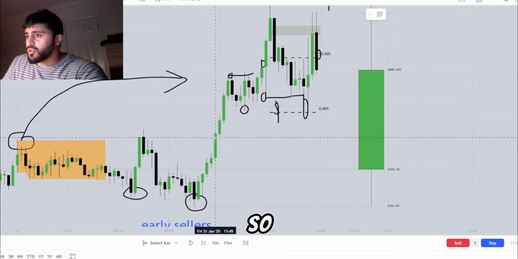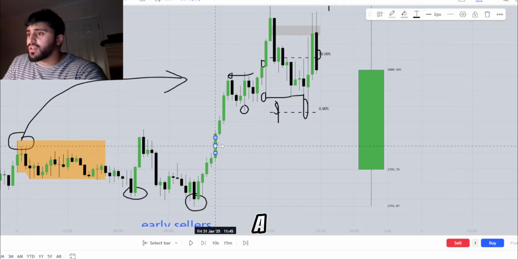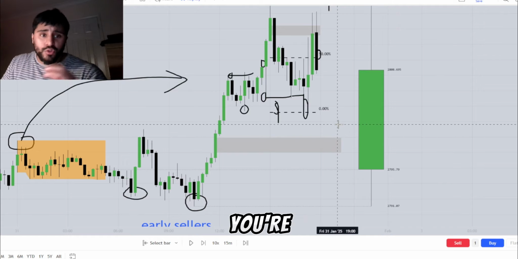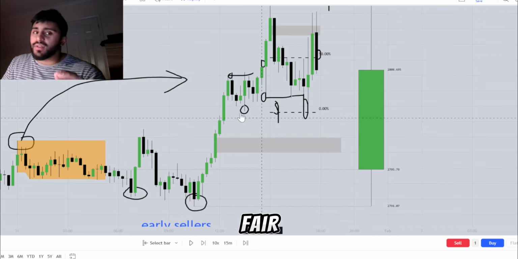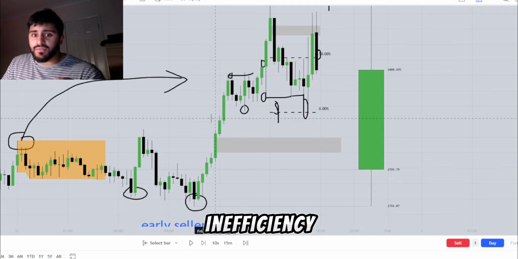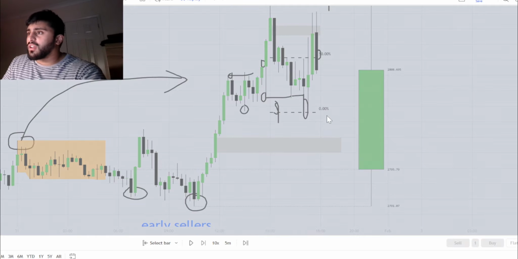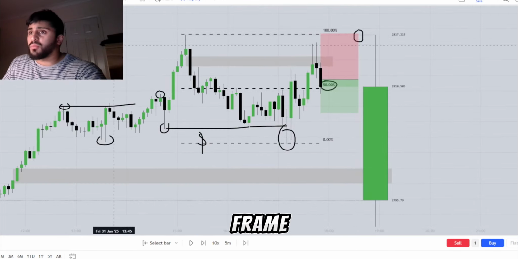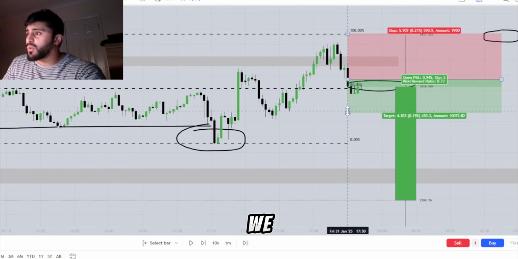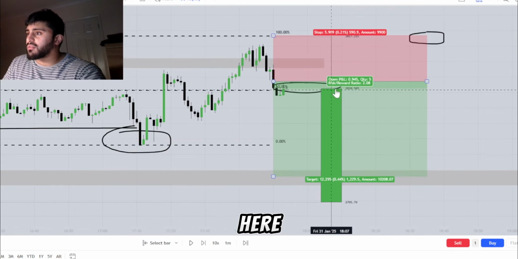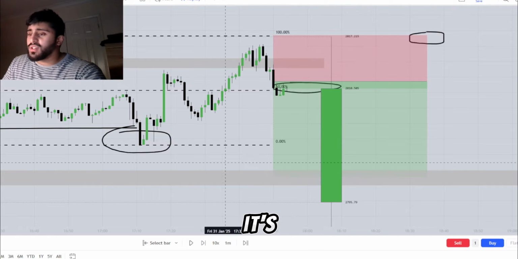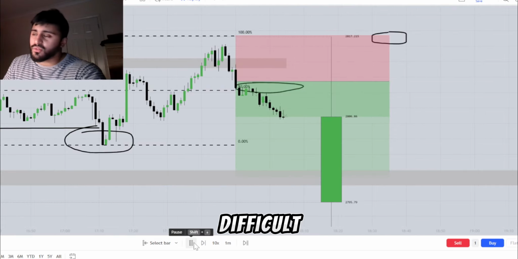Targets are very important. So you want to be simply targeting a fair value gap from the London session. If you're trading the New York session, target a fair value gap from the London session. This is an inefficiency from the London session. If we go back to the 5-minute time frame or even the 1-minute time frame, we can simply target this low down here, right? So it's really simple, right?